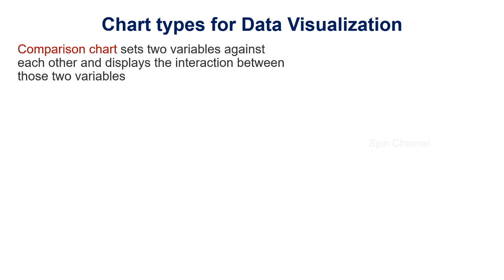A comparison chart sets two variables against each other and displays the interaction between those two variables. For example, a line chart displaying the variation of values over a given time period.